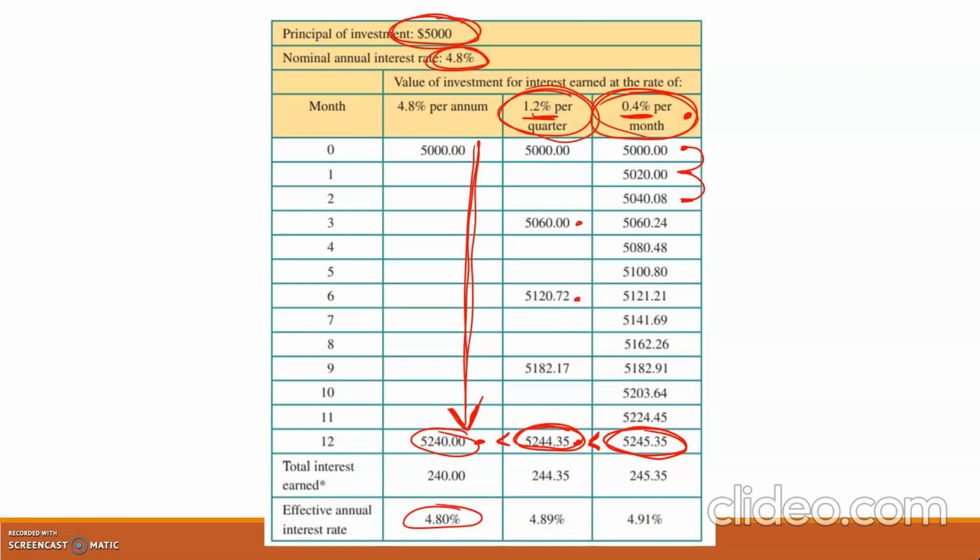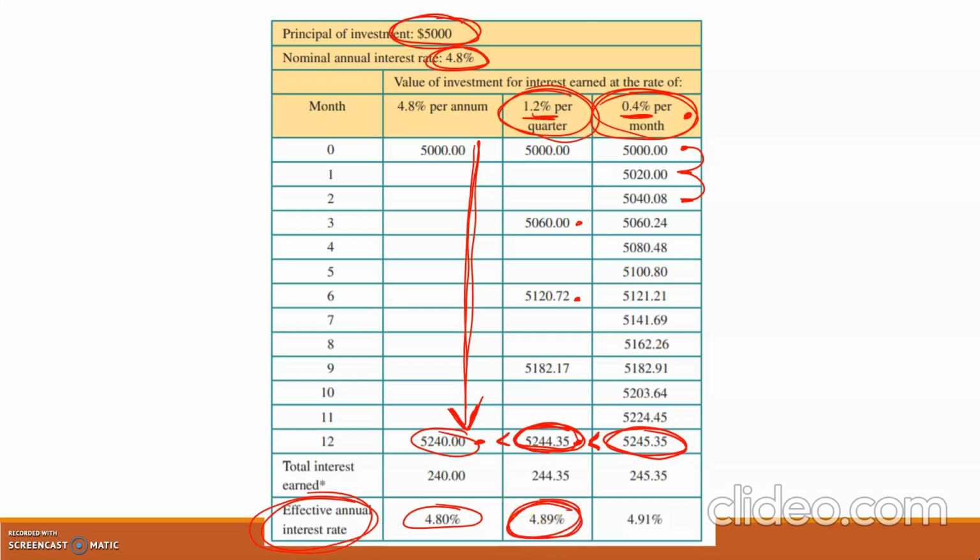Now, what we should realize down here is this very bottom row. It's starting to talk about the effective annual interest rate. Okay, so this $5,244.35 in my middle column, if instead of quarterly compounding periods, I wanted to get that same return on my $5,000 original with only one compounding period per year, this row here is telling me that I would need a 4.89% interest rate.